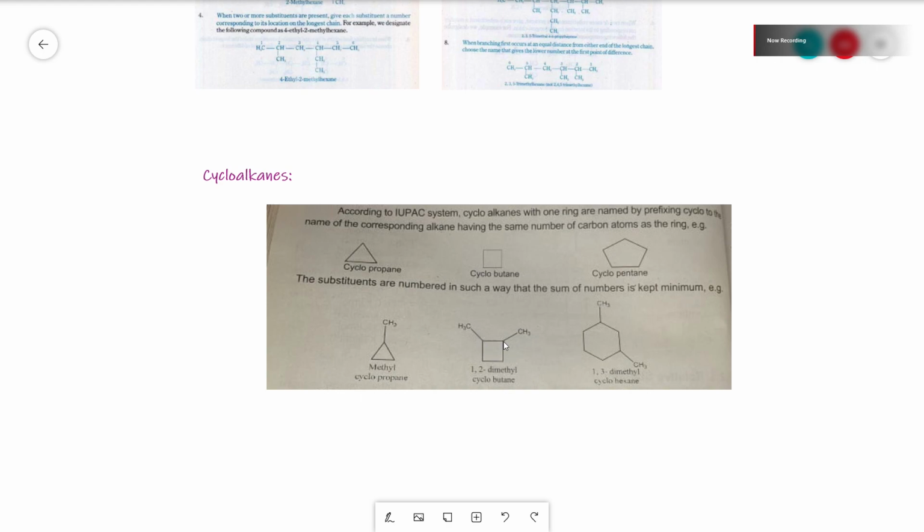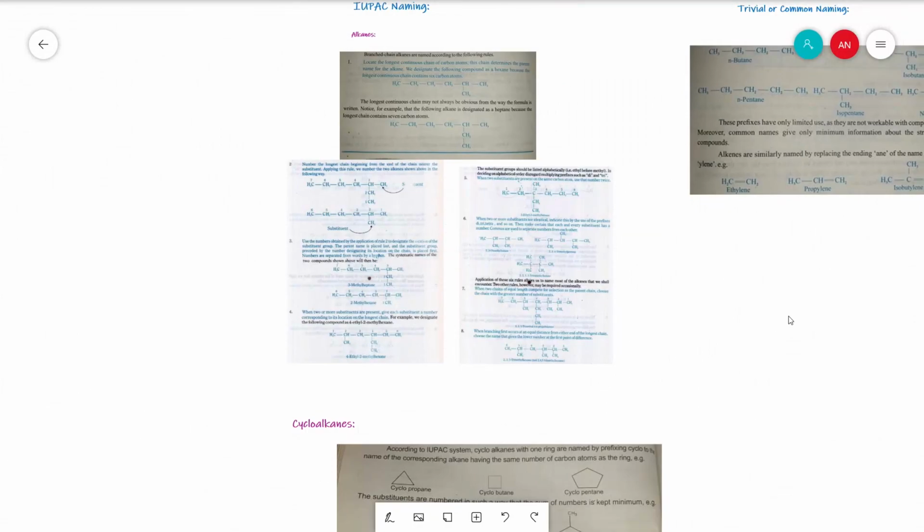The sum of the positions of the branches should be minimum. We will number like that, so its name is 1,2-dimethyl cyclobutane. In this case, there is 1,3-dimethyl cyclohexane: parent chain hexane, and there is a methyl branch on the first carbon and the third carbon, so it's 1,3-dimethyl cyclohexane. That's the IUPAC naming of alkanes and cycloalkanes.